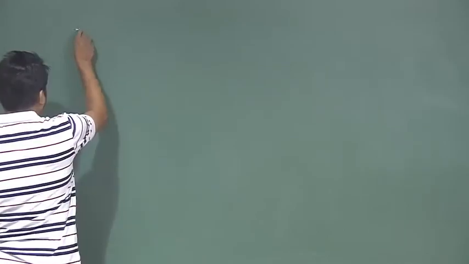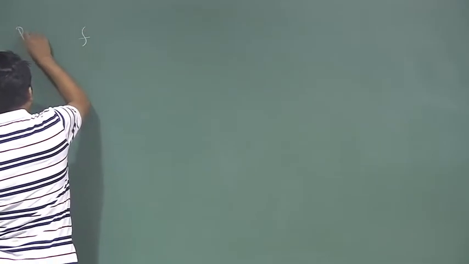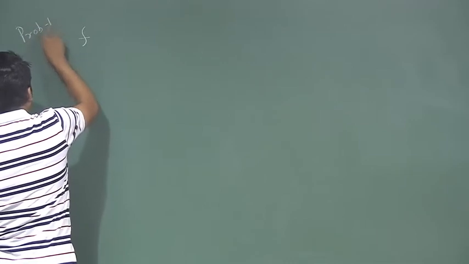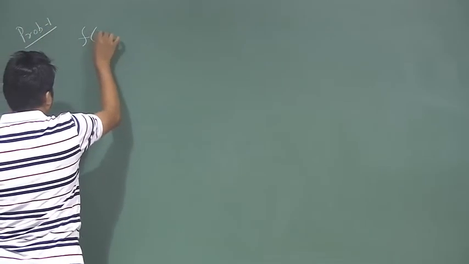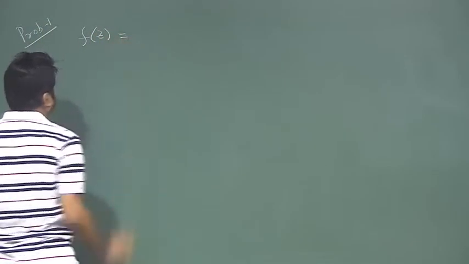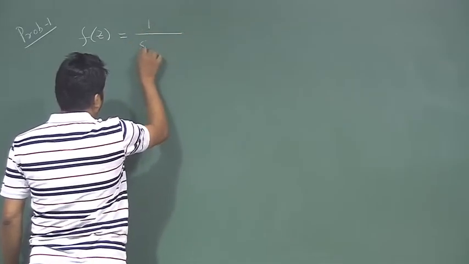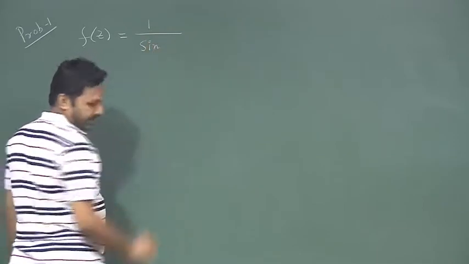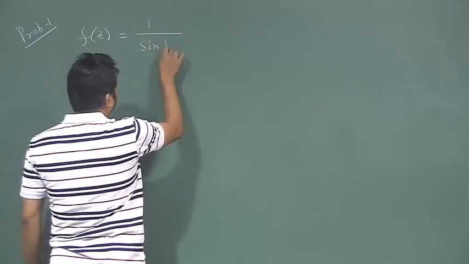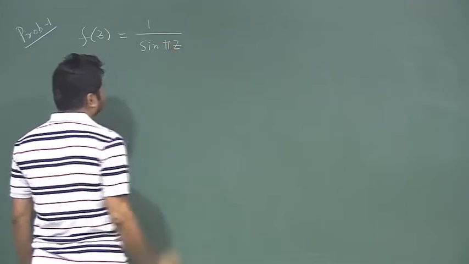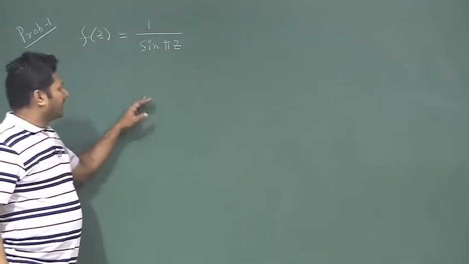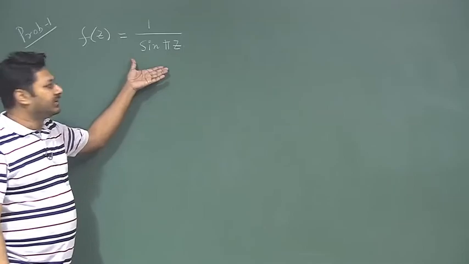So, last day we had some problem in our hand. So, let me remind the problem. The problem was something, problem 1 say, or example 1, whatever. f(z) was given as 1 divided by sine of pi z. This is the function that is given to us.